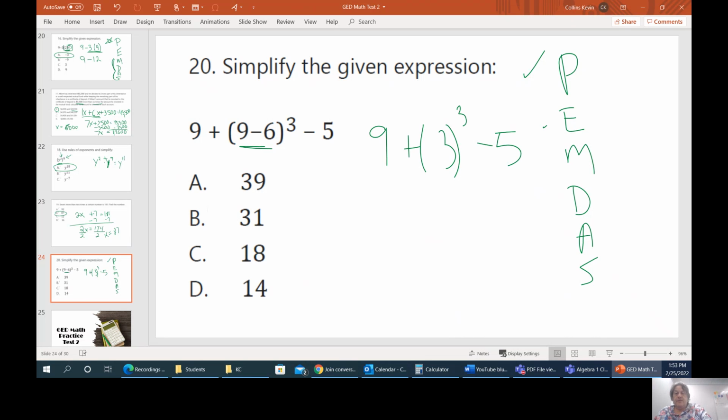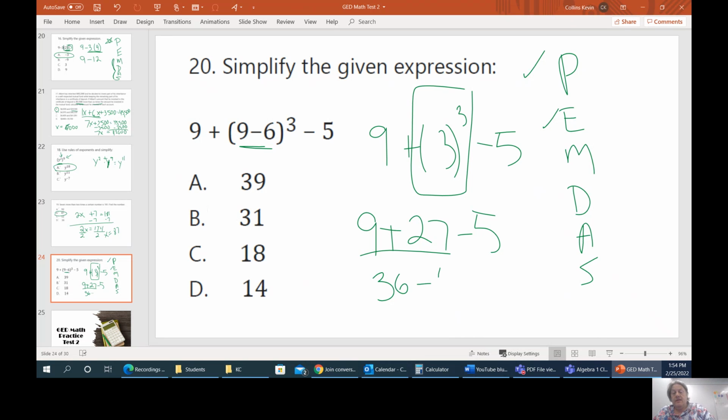All right, so next up is exponents. That means we're going to take care of this guy right here. Okay, so 3 to the third. 3 times 3 is 9, and 9 times 3 is 27. So this is going to be 9 plus 27 minus 5. Okay, so that's where we're at now. So we add these two guys together. So 9 and 27 is 36, and 36 minus 5 is going to be 31. So there's our guy.